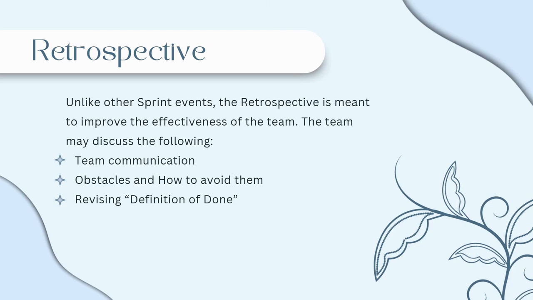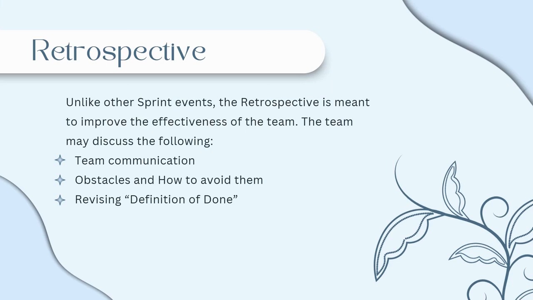Unlike other sprint events, the retrospective is meant to improve upon the effectiveness of the team. Retrospective gives the team a chance to improve upon the processes that they use so the next sprint can be more successful or more efficient. Just like a piece of software is never perfected, the team process can be continually improved upon. This is what the Sprint Retrospective offers. The main areas of topics for the discussion include team communication and how to improve on it, obstacles that may arise and how to avoid them in the future, and revising the definition of done.